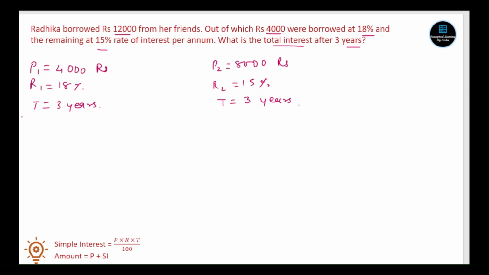Now we have to find the interest in both the cases. So let's find it out. So SI is equal to, write the formula, PRT upon 100. So what do we get? 4,000 into 18 into 3 over 100. We can cancel out zeros and then we can multiply. So simple interest is nothing but, what do we get? Yes, it is.